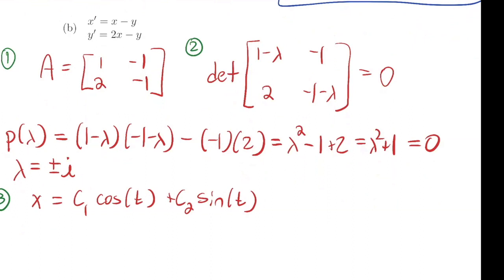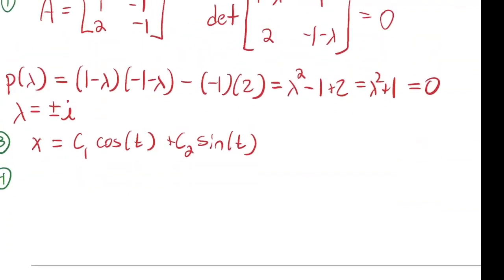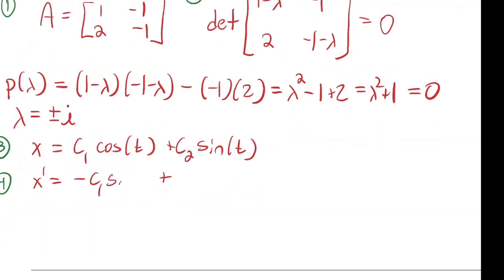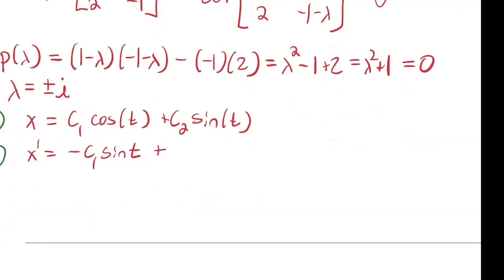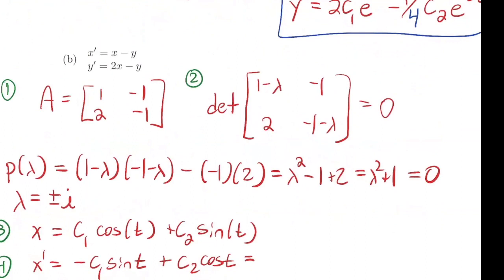Any questions? Okay, then we want to go ahead and solve for y. And so we can calculate x prime by taking the derivative of our previous answer. So that's our x prime, and then we set that equal to x minus y.